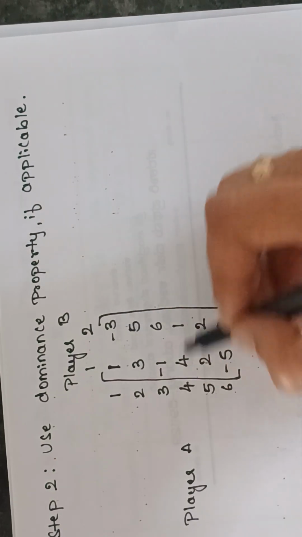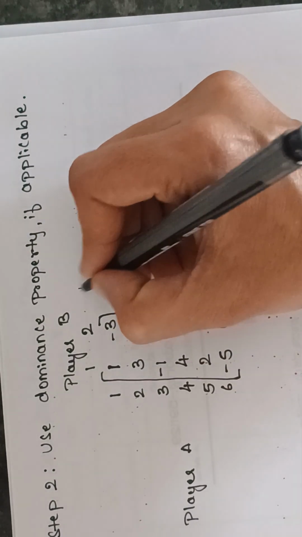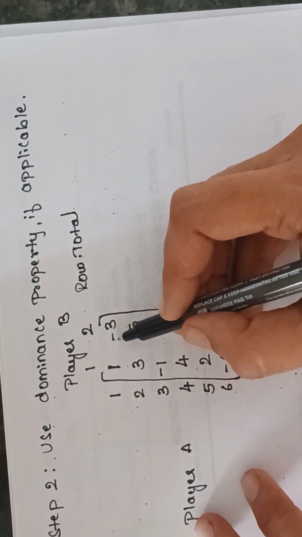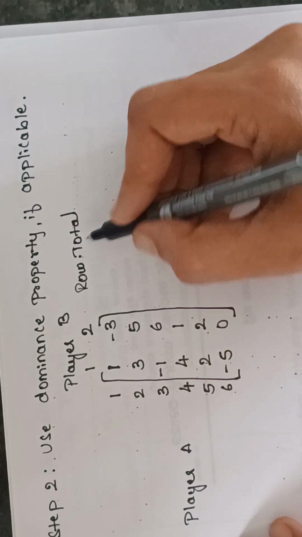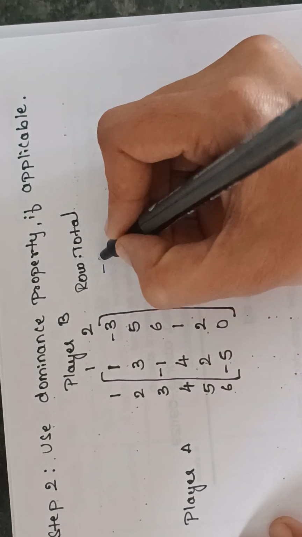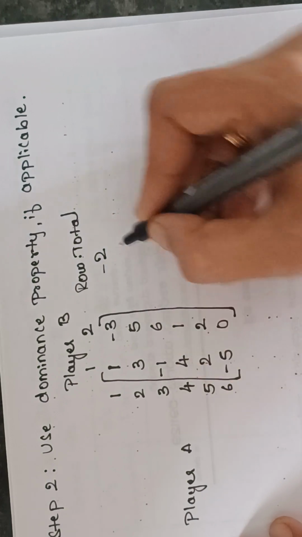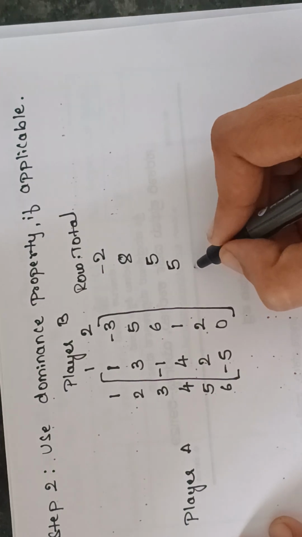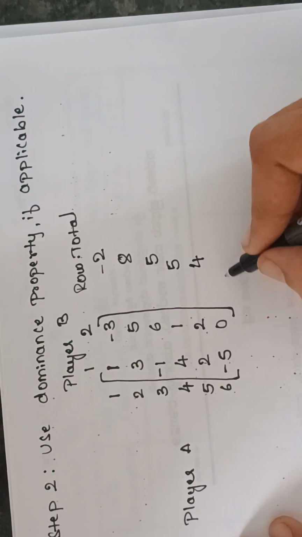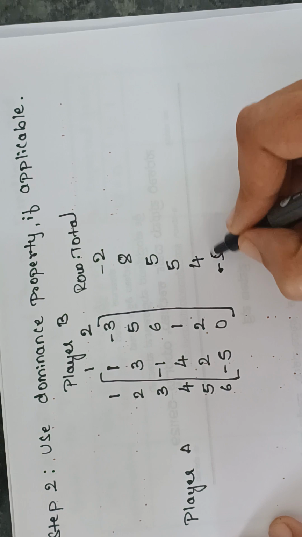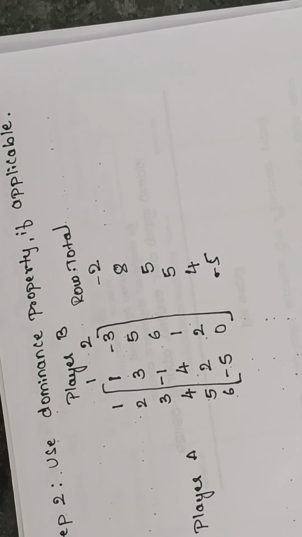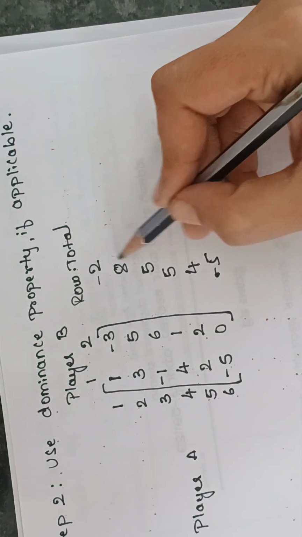So for reduction or elimination of rows, we will take the row total. First row total: 1 plus minus 3 will be minus 2. Then 3 plus 5 will be 8. Next, 4 plus 1 is 5. 2 plus 2 is 4. Minus 5 plus 0 will be minus 5. So this is the row total. Now let us apply the dominance principle for eliminating the rows. So first select the least total row.